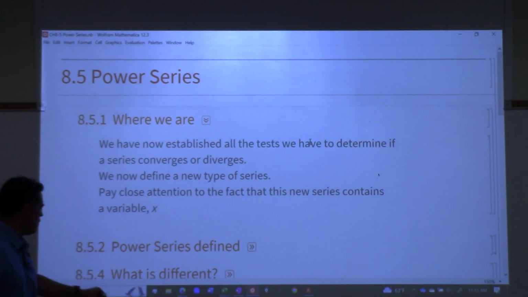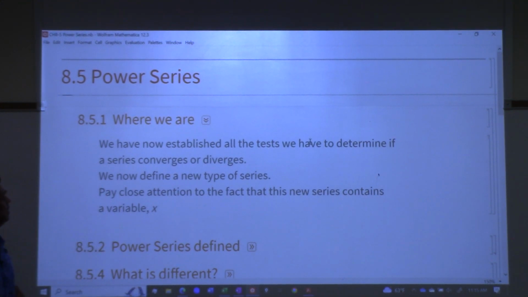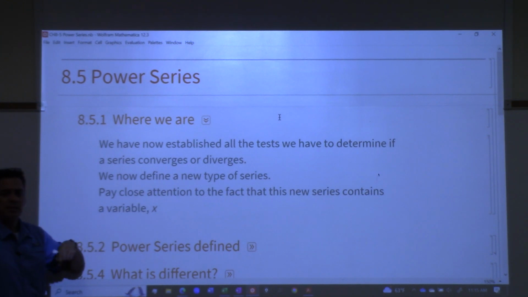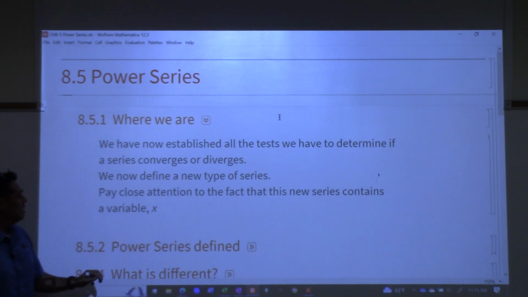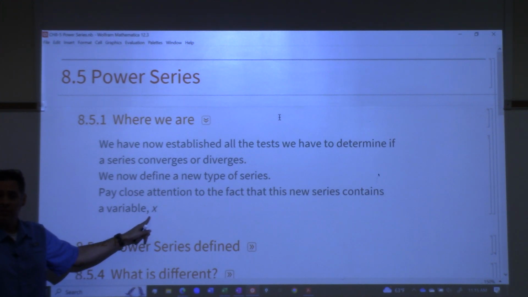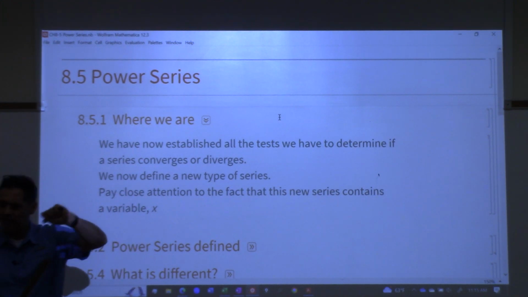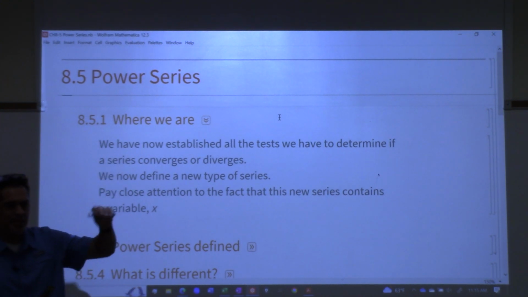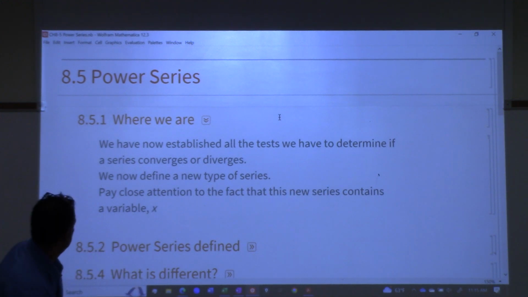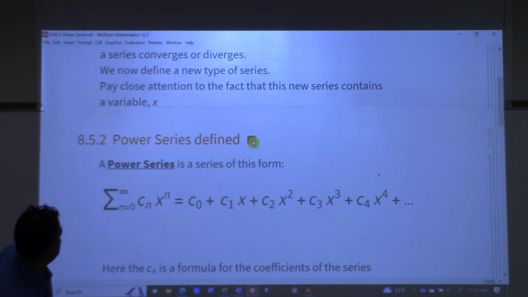What we've established so far are these tests, right? We have these tests, and we can determine convergence or divergence with those tests. We're now going to define a new type of series, a brand new type. Pay close attention to the fact that the new series I'm about to define contain a variable in them, x. All the series that we've had have been n's, sum n equals 1, blah, blah, blah. It's been n's and n's and n's. Now we're going to see x's in there with the n's. So let me define a power series.